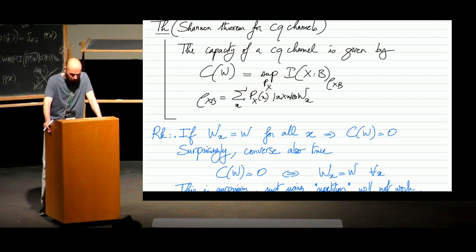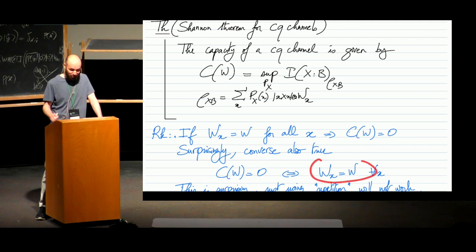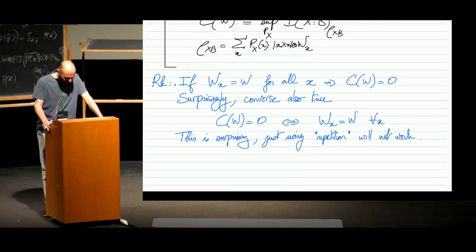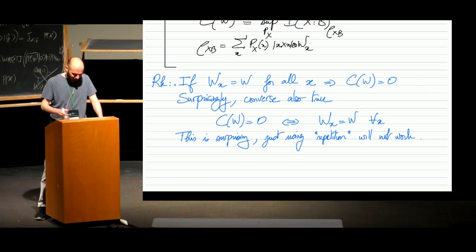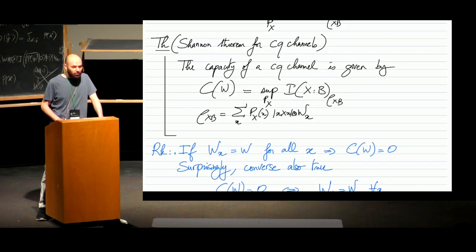If you have zero capacity, it is obvious that if the channel is trivial, then you have zero capacity, but the converse is also true. If you have zero capacity, then the channel is just the trivial channel. As soon as you have some correlation between the input and the output, the capacity is positive. I think this is quite surprising and a very nice insight that Shannon had. I hope this is clear.